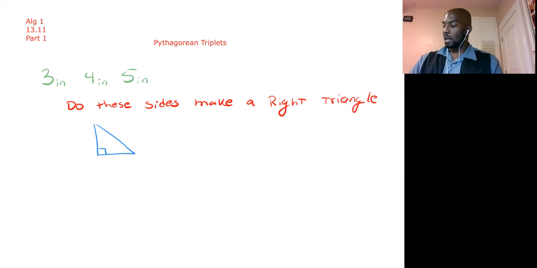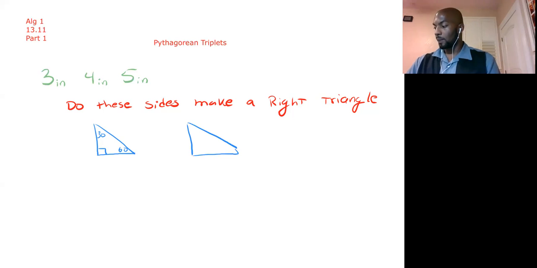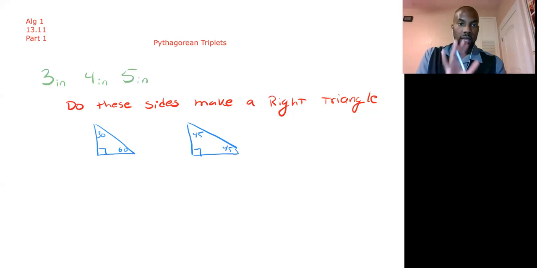We have 30, 60, 90 triangles. We also have the 45, 45, 90 triangles, but anyway, that's not what we're talking about. Those are special right triangles. So all I'm asking you is, does 3, 4, and 5, if you put those together, make a right triangle? Well, there's a simple way to figure this out.